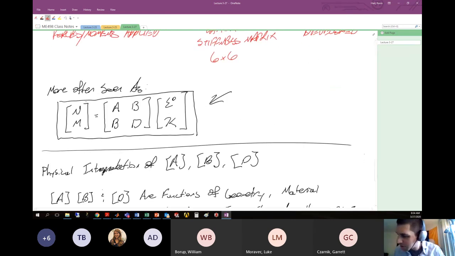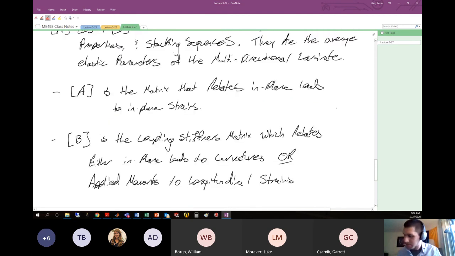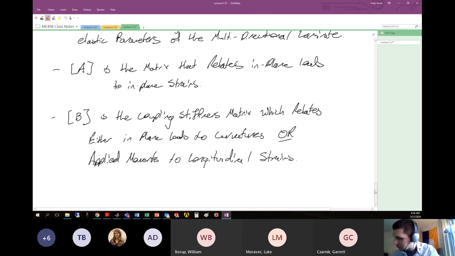Again, remember back up in this equation here, we have N is A times epsilon 0 plus B times kappa. All right, so the matrix B relates applied loads to curvatures which may develop, right? So again, this idea of I can pull on this and the laminate might actually curve in response. That one's a little bit difficult to sort of understand. And that is one place we see the B matrix relating in-plane loads to curvatures.